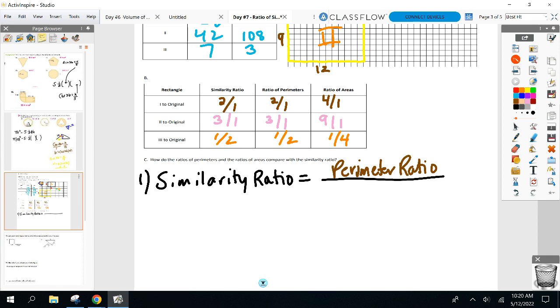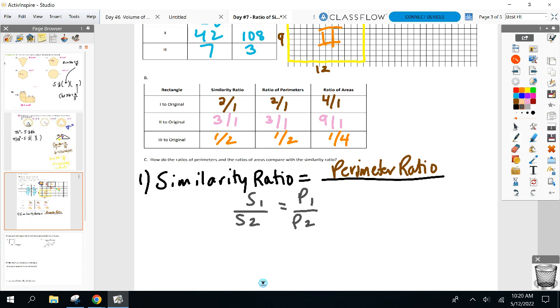Agreed? Okay, so let me put this in symbolic form that you'll start seeing me write, because I don't want to have to write this every time. S1 over S2, that's your similarity ratio. Figure 1 to figure 2 is the same as P1 over P2. Any guesses what P stands for? Perimeter ratios, correct. Those are always the same.